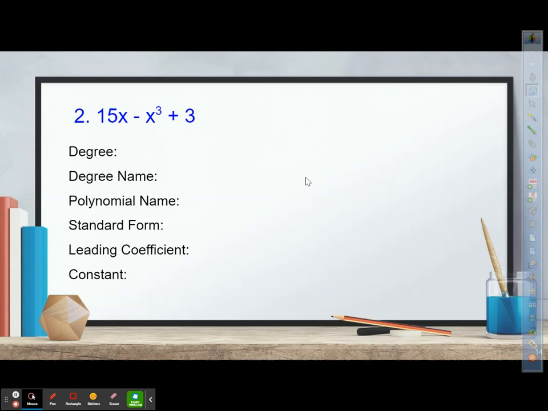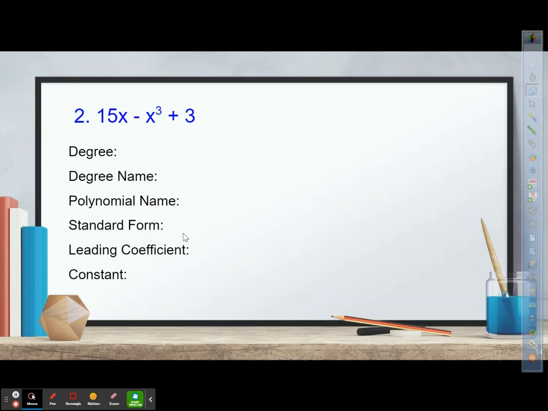So yesterday we were talking about polynomials. First thing we were doing was putting them in standard form, and that goes from biggest exponent to smallest exponent. The degree is the biggest exponent of the polynomial. The degree names were constant, linear, quadratic, cubic, quartic, quintic, and then after 5, you just say 6th degree, 7th degree, 8th degree, and so forth. For a polynomial name, if it has 1 term, it's a monomial, 2 terms is binomial, 3 terms is trinomial, and then after that, you just call it a polynomial.